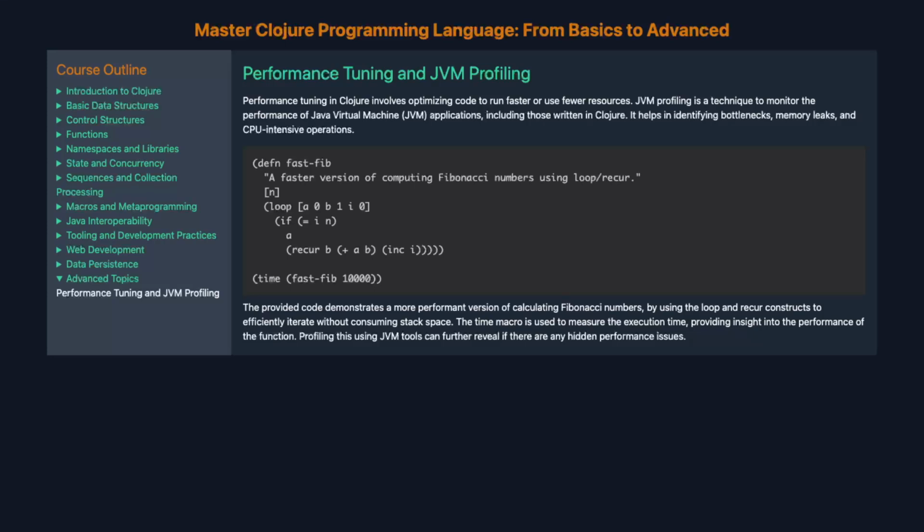The provided code demonstrates a more performant version of calculating Fibonacci numbers by using the loop and recur constructs to efficiently iterate without consuming stack space. The time macro is used to measure the execution time, providing insight into the performance of the function. Profiling this using JVM tools can further reveal if there are any hidden performance issues.